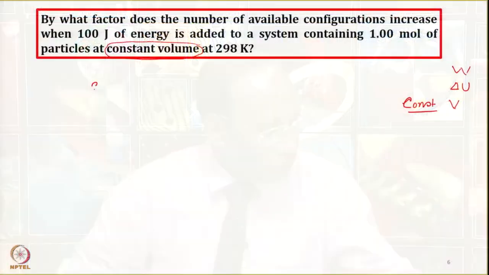So start thinking which thermodynamic quantity can be easily connected with W and also can be easily connected with change in internal energy. The thermodynamic quantity that comes to mind obviously is entropy, because one equation that immediately comes to mind, S is equal to K log W. It is allowing you to connect entropy with the configuration, the weight of a configuration.